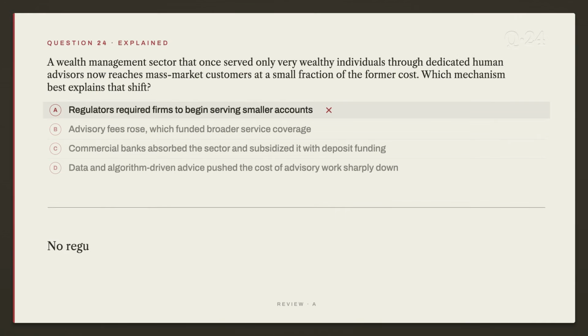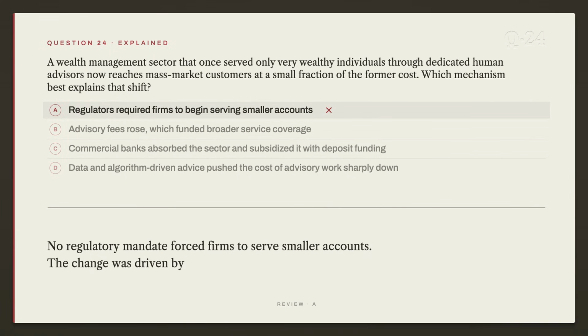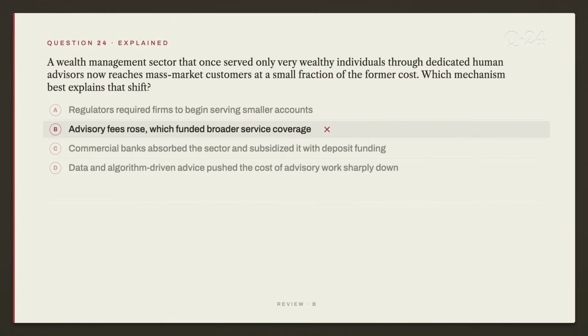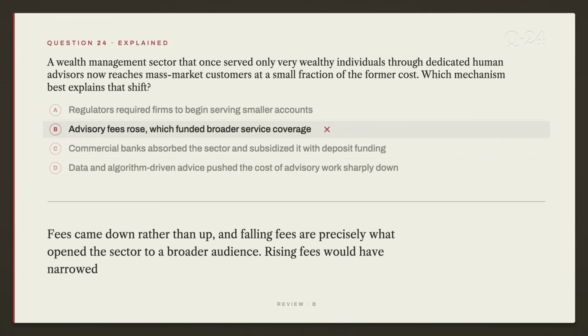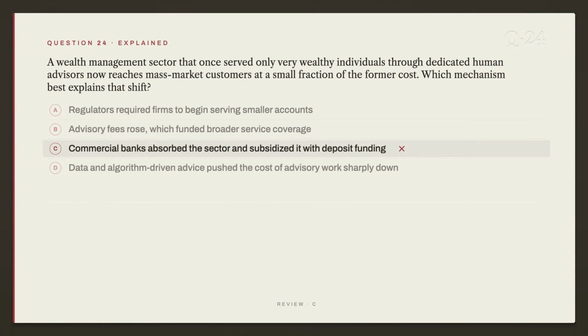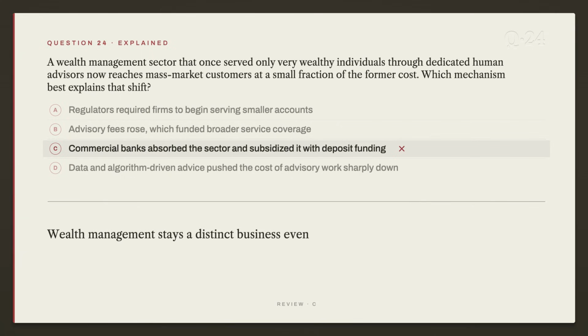A is wrong because no regulatory mandate forced firms to serve smaller accounts. The change was driven by economics, not by rule. B is wrong because fees came down rather than up, and falling fees are precisely what opened the sector to a broader audience. Rising fees would have narrowed the customer base further. C is wrong because wealth management stays a distinct business even where a holding company owns all three sectors.